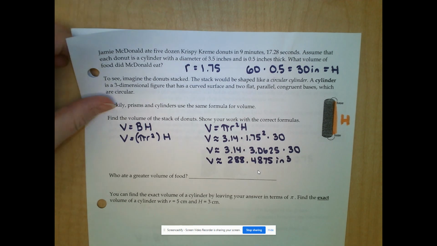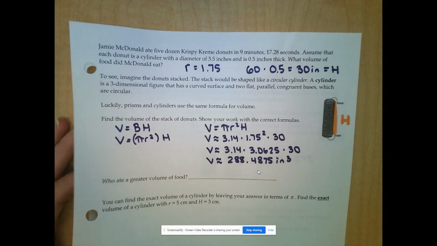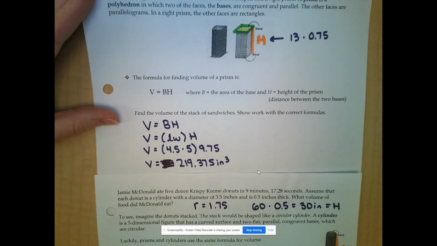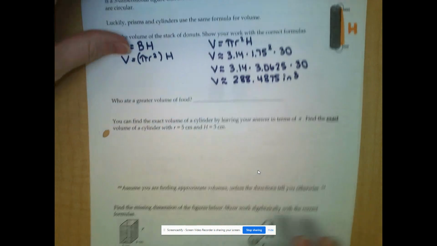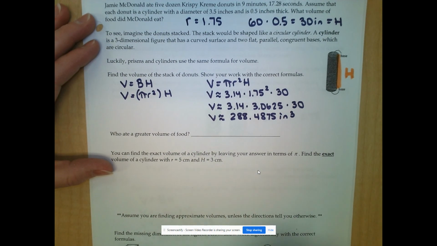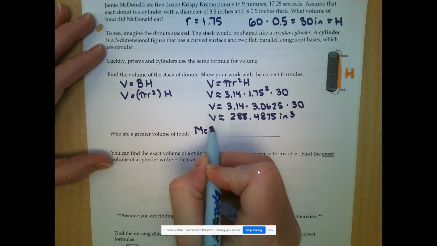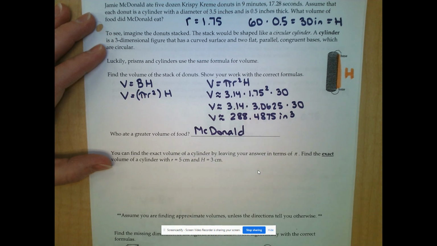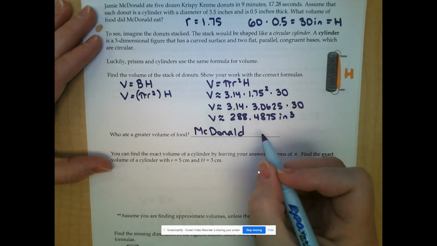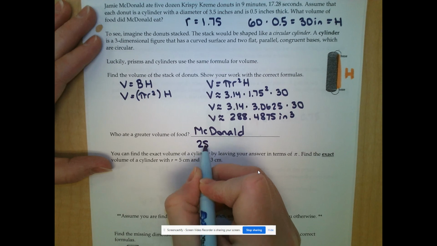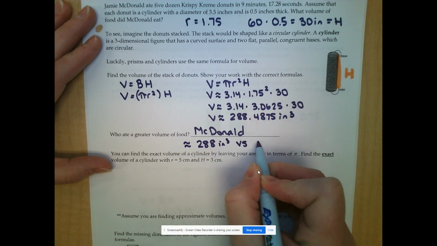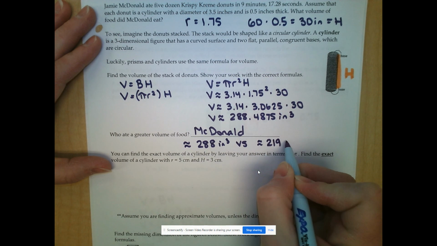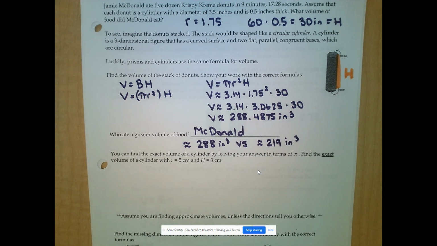So who ate the greater volume of food? We have 60 donuts at 288 cubic inches, and then we have the grilled cheese sandwiches at 219. So it turns out, both are disgusting and overwhelming to think of, but it turns out the McDonald, no relation to the McDonald's food franchise, ate more. He ate approximately 288 cubic inches versus the approximately 219 cubic inches. So he definitely ate more. I don't know, both would give me a stomachache.